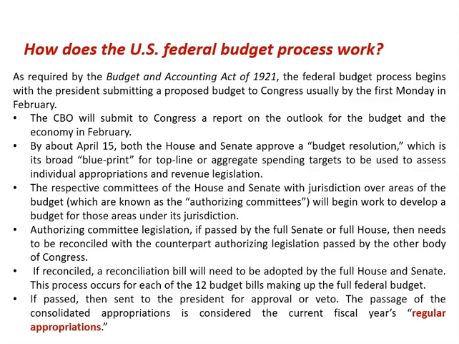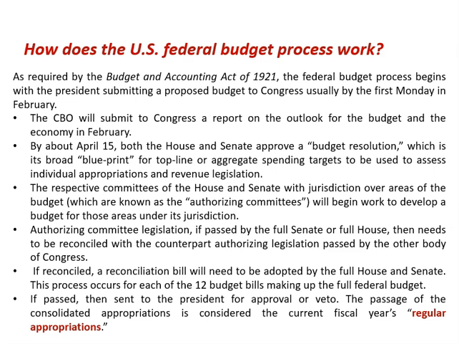How does the U.S. federal budget process work? As required by the Budget and Accounting Act of 1921, the federal budget process begins with the President submitting a proposed budget to Congress usually by the first Monday in February. The current process then is that the CBO will submit to Congress a report on the outlook for the budget and the economy in February.